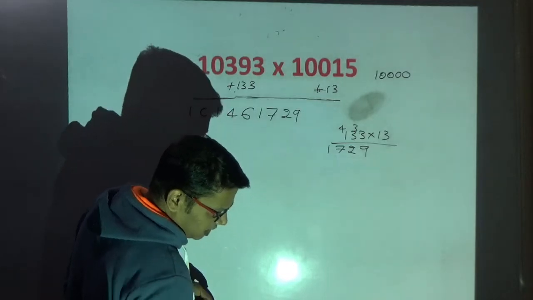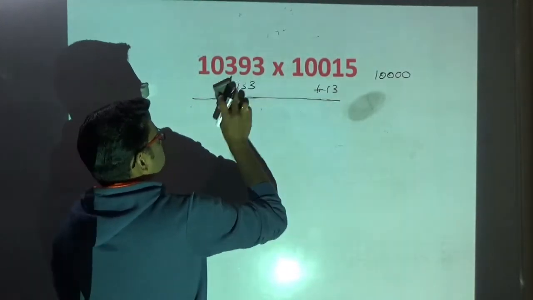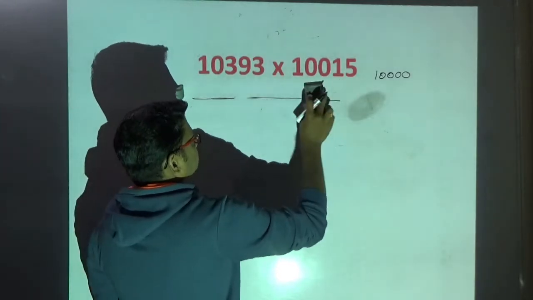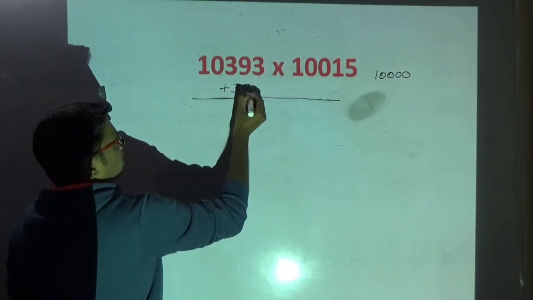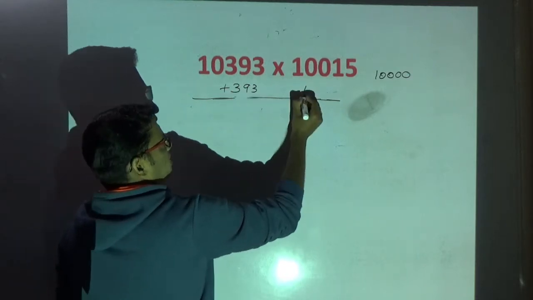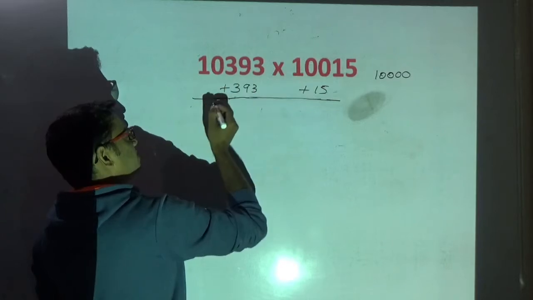Let me go for one more example now. So I am multiplying. Now 10,393 and 10,015. So the base is the same. That is your 10,000. This is above by 393. Above means plus sign. This is above by 15. Above means plus sign. And now I have to do cross addition. This way or this way.